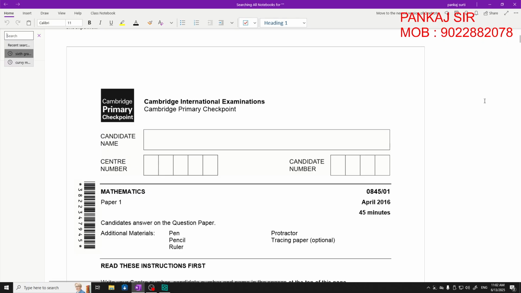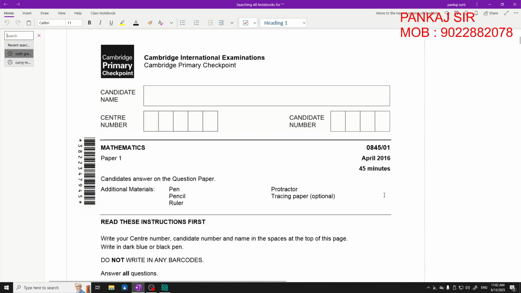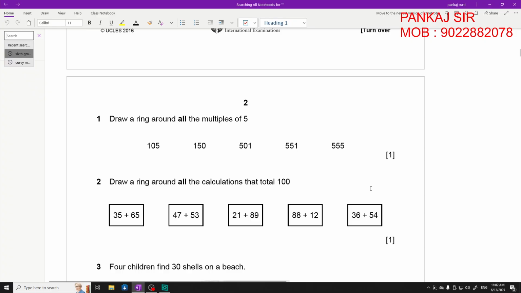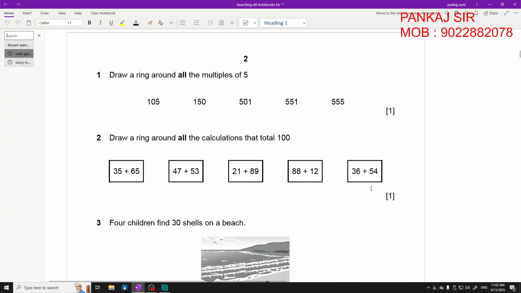And this is a 45 minutes paper, and the total marks carried by this paper is 40 marks. Okay, so let us get started. And here goes the first question. Now, question number 1 says, draw a ring around all the multiples of 5.